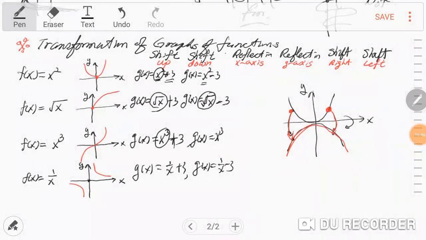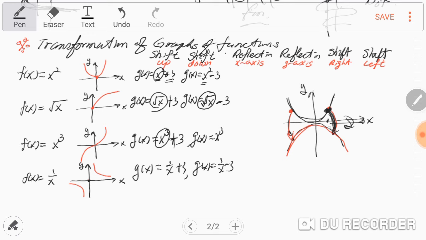Sorry about this one. I accidentally removed this note, so I just modified this one. So when we reflect a graph across the x-axis, the only change is the sign of the y value. Only the sign of the y value changes.